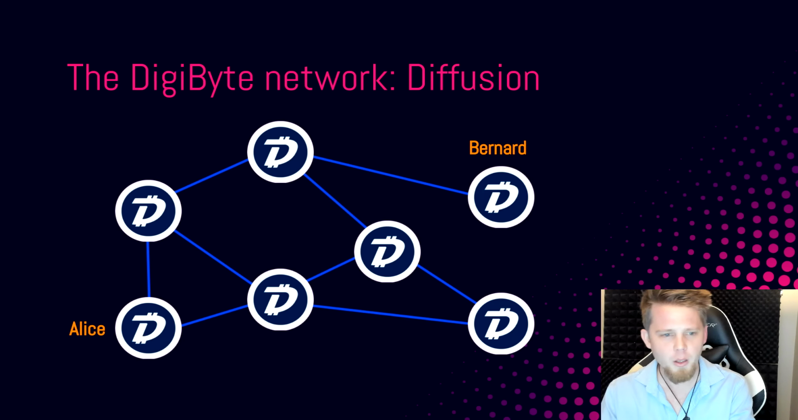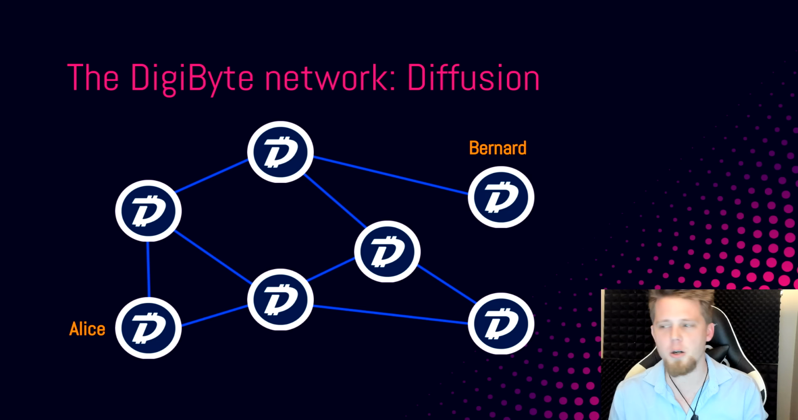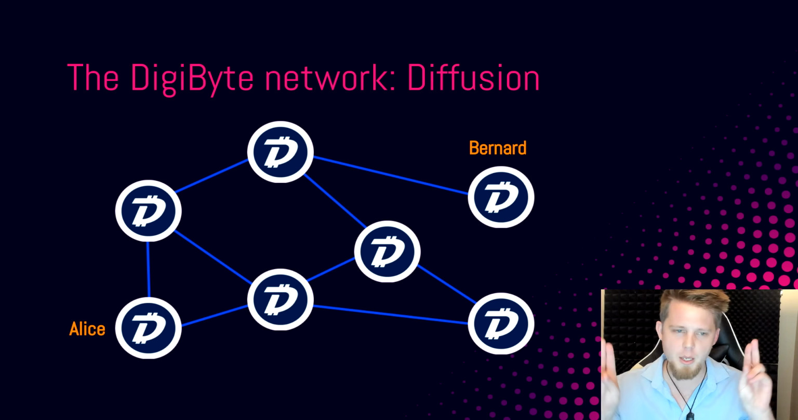Currently the DigiByte network uses the same method of broadcasting a transaction to the mempool as Bitcoin does. This is known as diffusion. Let's say you are Alice and you want to send Bernard some DigiByte. Even before the transaction is included in a block, you broadcast it out to everybody on the network that you are connected to at the time. They then broadcast it out to everyone that they're connected to, and so on, filling up what's called the mempool. This is basically a list of pending transactions.